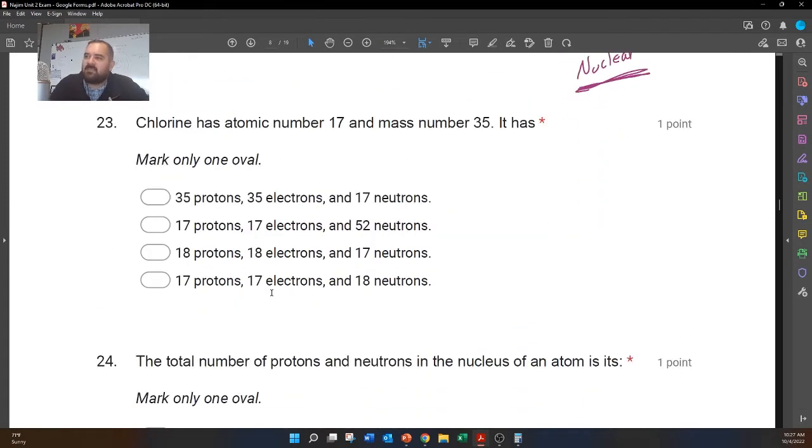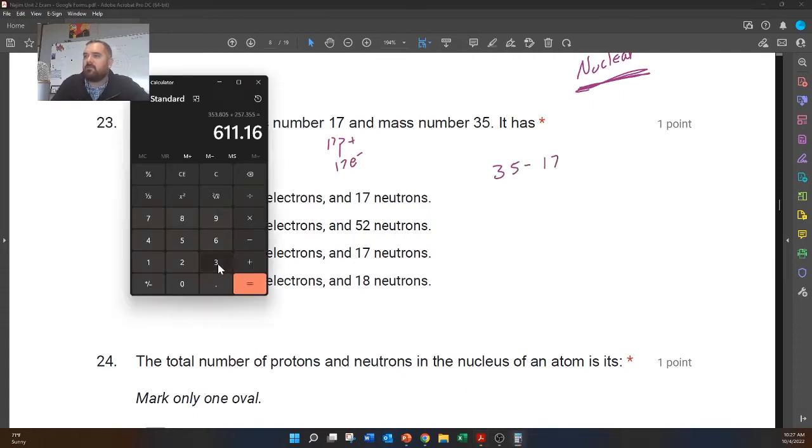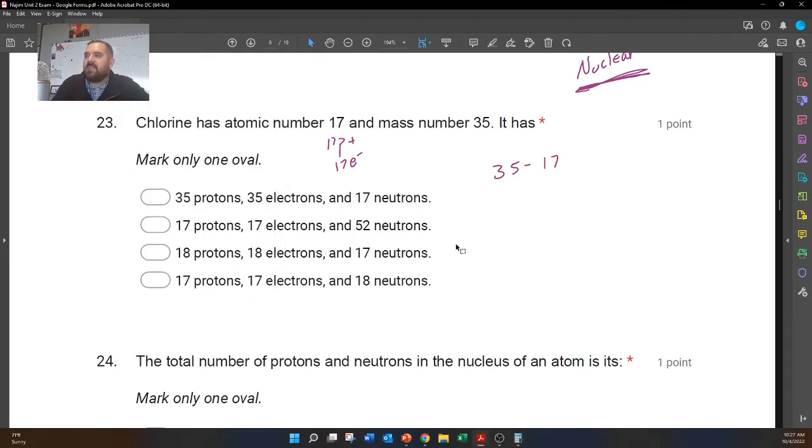So chlorine has an atomic number of 17 and a mass number of 35. That tells us that it has 17 protons. It's also got 17 electrons. And we're just going to have to do 35 minus 17 to give us our number of neutrons. So 35 minus 17, and that gives us 18 neutrons. And that's going to be this one right here.